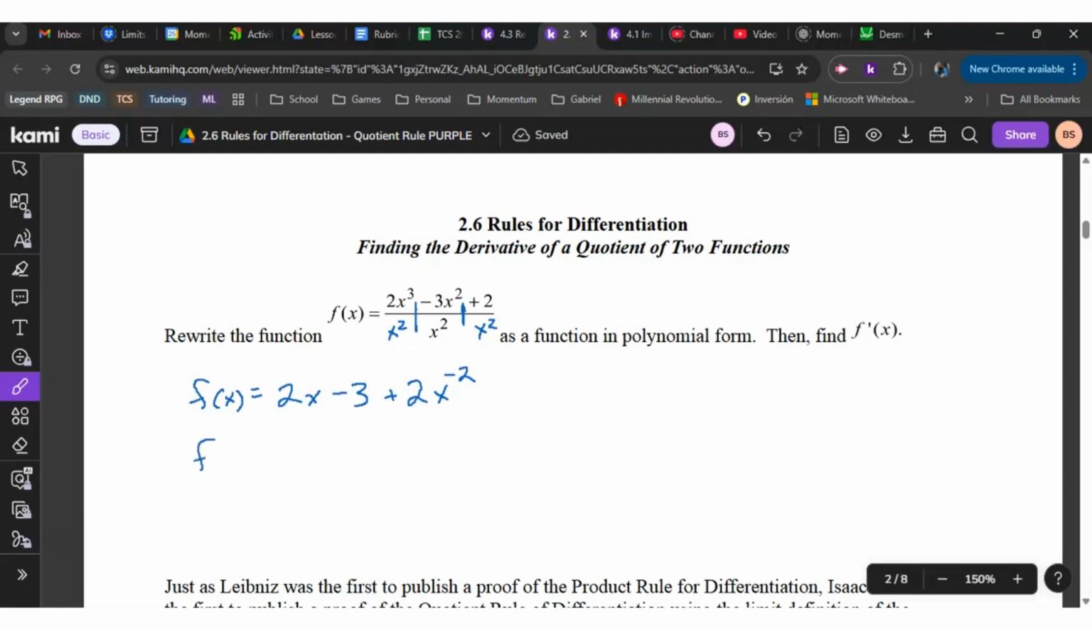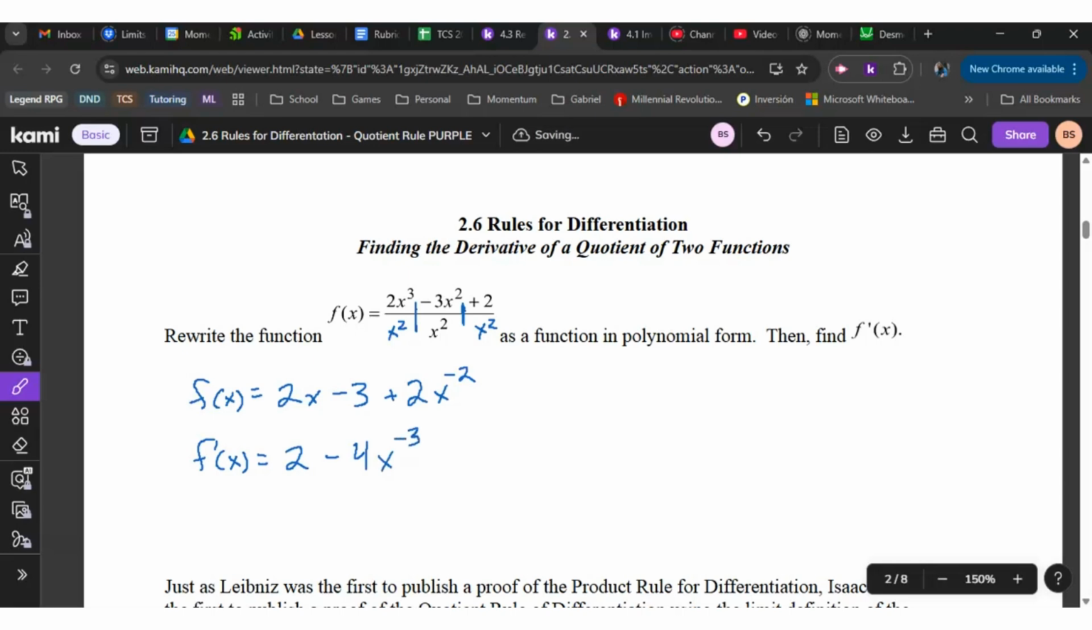Now I can take the derivative real easy, because in this case, I'm just using power rule. The 1 comes down and it's 2. The x goes away. The derivative of a constant is 0. And then the negative 2 comes down, multiplies by the 2, so negative 4. X, subtract 1 from our exponent, and we get negative 3.